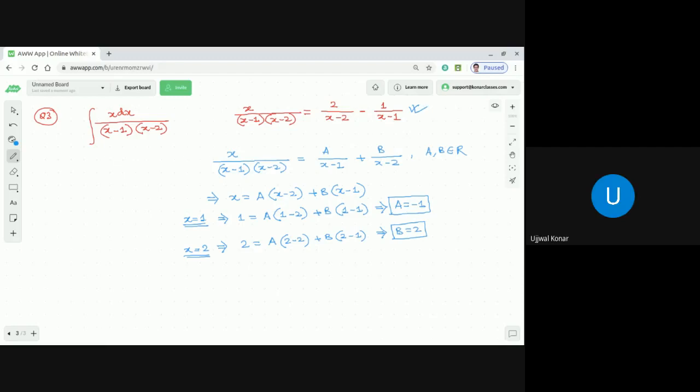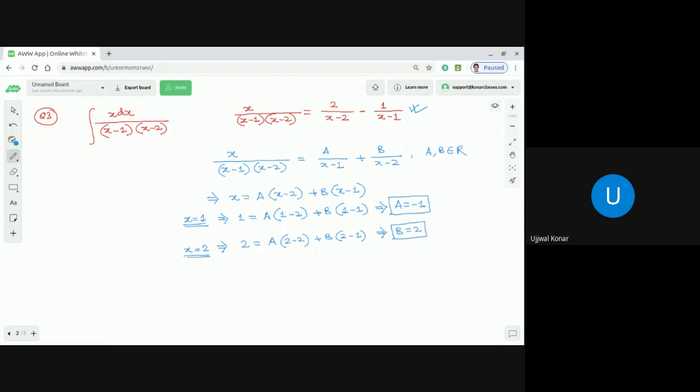Now, if someone of you has a query in the back of your mind but is not able to express it, you may think: sir, you said I can choose any value of x, so then why did you choose 1 and 2? Because one of the terms becomes 0. Correct. So then we can find it.